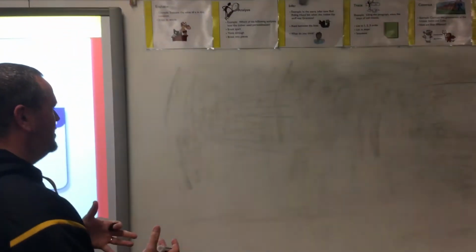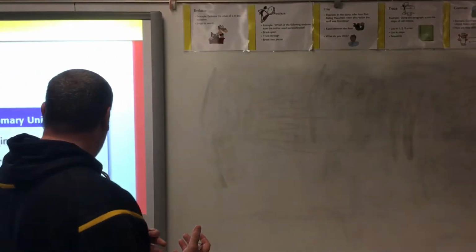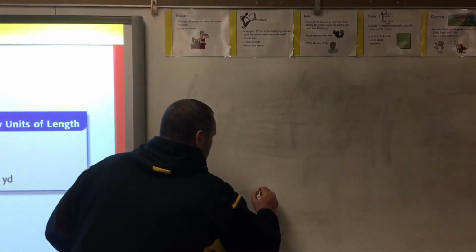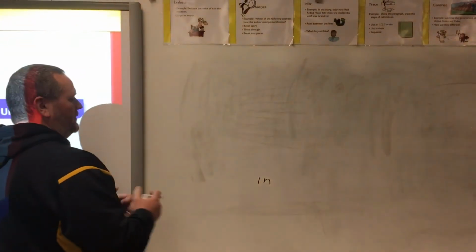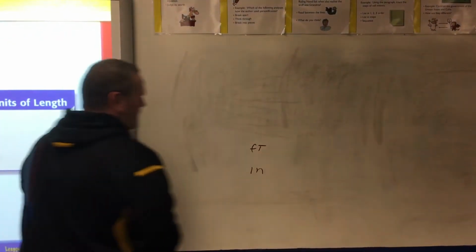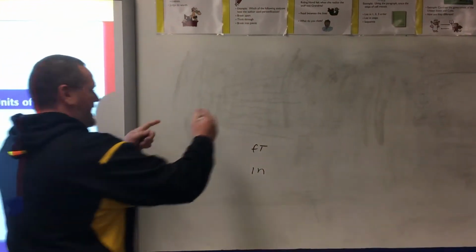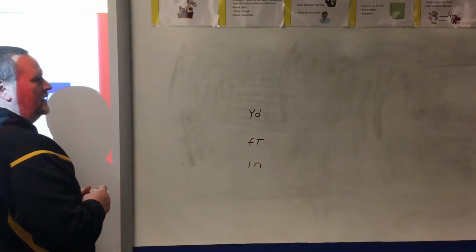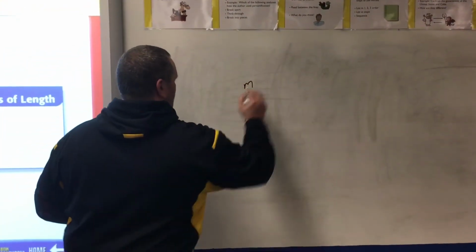I like to go from the smallest of the units that we're going to be talking about to the largest. So the smallest is inches. Above that would be feet, and I'm just going to abbreviate. Above that is yards, and above that is miles.